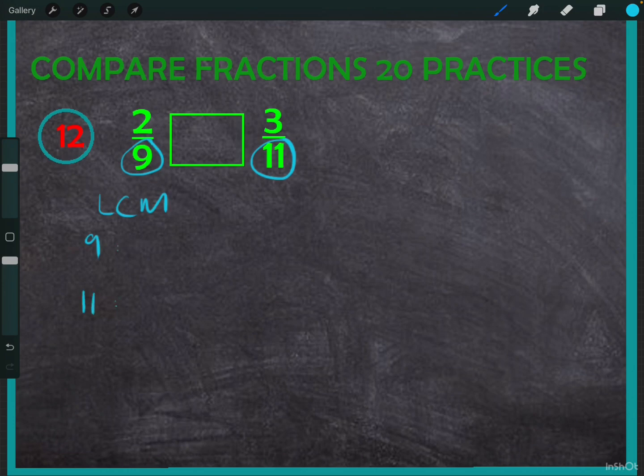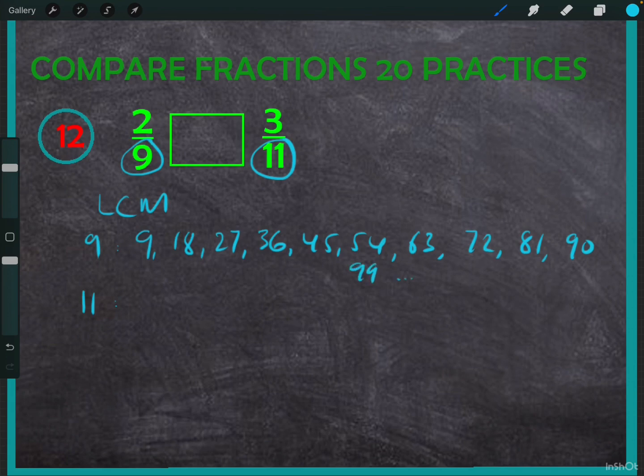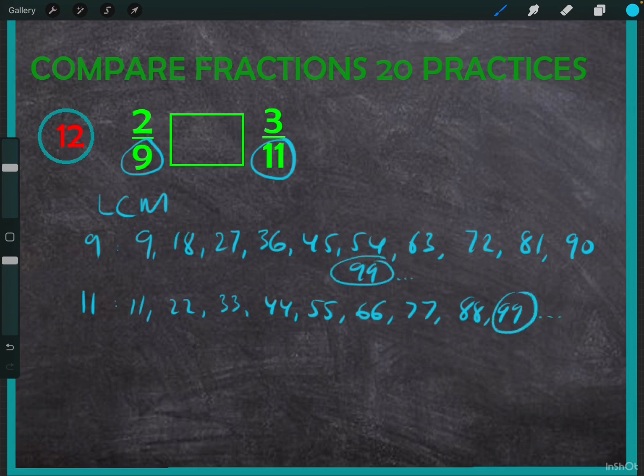First, we will find the multiples for number 9. We see that 9, 18, 27, 36, 45, 54, 63, 72, 81, 90, 99, etc. For number 11, we have 11, 22, 33, 44, 55, 66, 77, 88, 99, etc. We see that 99 is the least common multiple of number 9 and number 11.